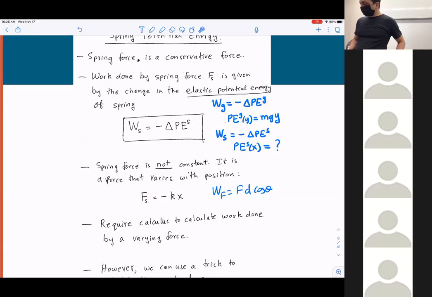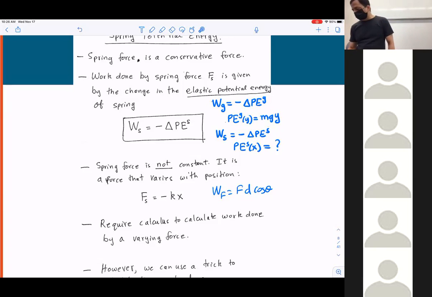Now, the way we did this in gravity is we basically did this calculation, right? The work done by any force is Fd cosine theta. And so we looked at an object and moved it by some height. The F here was just mg, the d was just the height, and then the cosine theta was the angle between the displacement and the force. And we were able to immediately compute this work done and then discover that the gravitational potential energy was mgy.